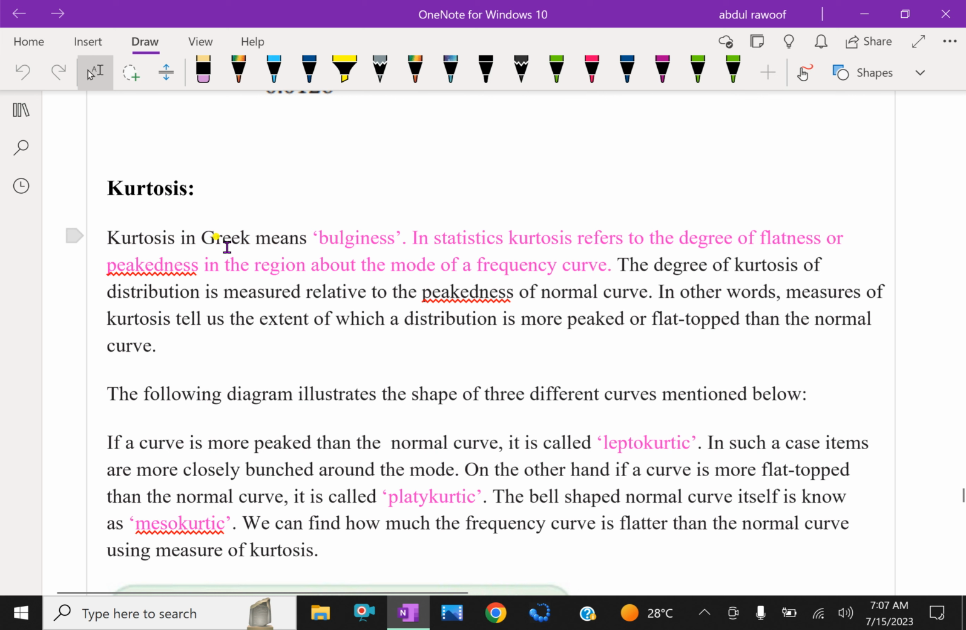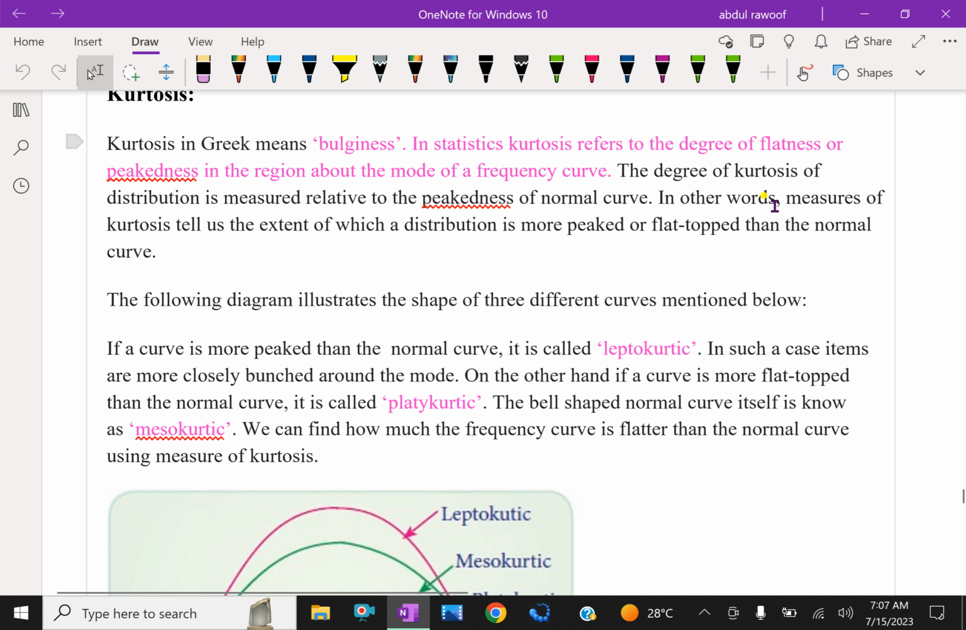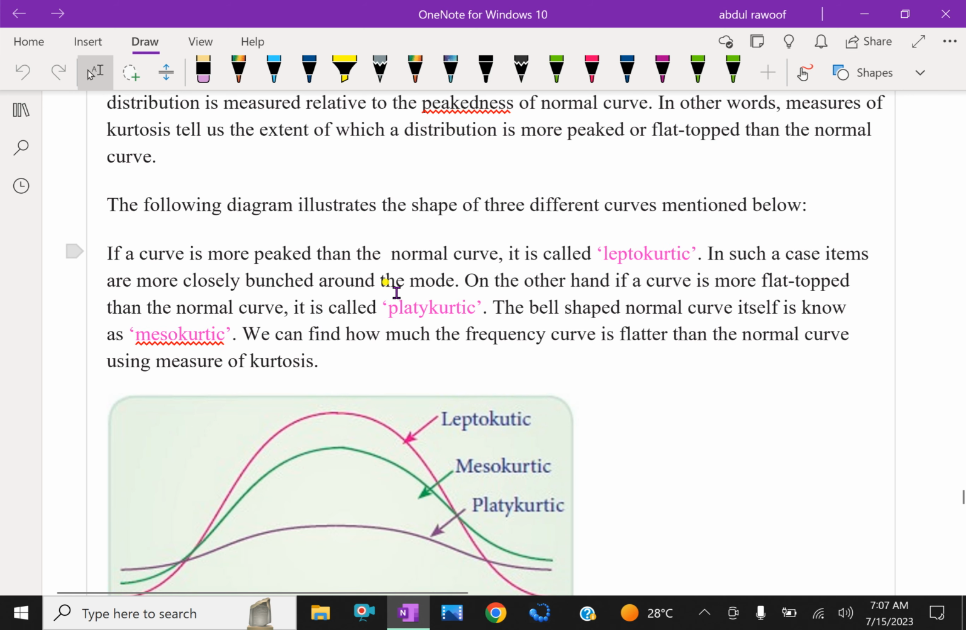One more time, kurtosis in Greek means bulginess. In statistics, kurtosis refers to the degree of flatness or peakedness in the region about the mode of a frequency curve. The degree of kurtosis of a distribution is measured relative to the peakedness of the normal curve. In other words, a measure of kurtosis tells us the extent to which a distribution is more peaked or flat topped than the normal curve. The following diagram illustrates the shape of three different curves.